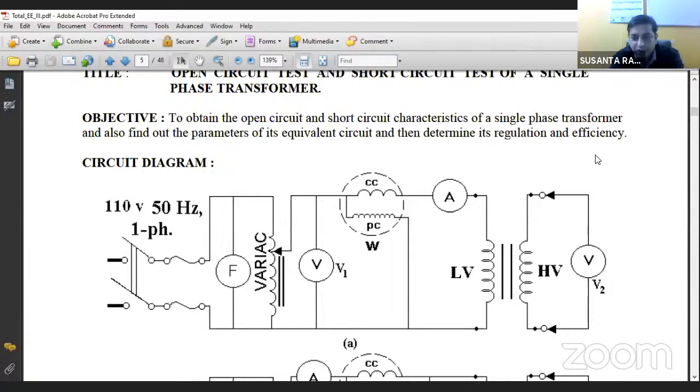Another problem is with the pressure coil of the wattmeter, because you can see in the circuit diagram that the wattmeter has two coils. One senses the current, another senses the pressure or the voltage. So the voltage measuring coil of the wattmeter is called the pressure coil. Now the pressure coil rating of the wattmeter will be required very high if we connect the wattmeter on the high voltage side. So that is one reason.